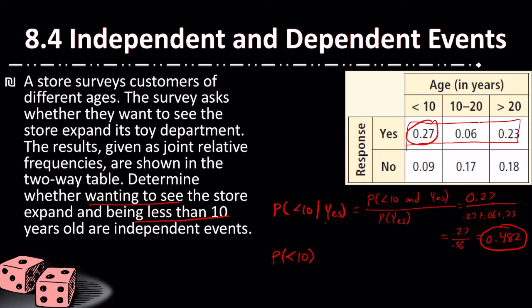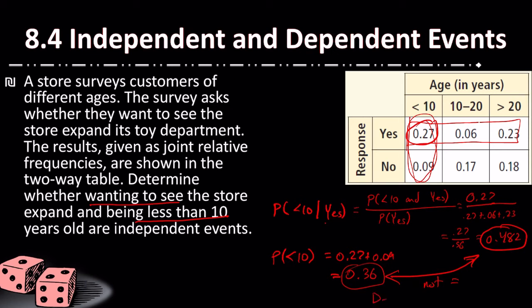person is less than 10. All right, to be less than 10, that's those right there. That'd be the 0.27 plus the 0.09. Remember that those are already probabilities. And you get 0.036. So are those the same? No. So they are not independent.